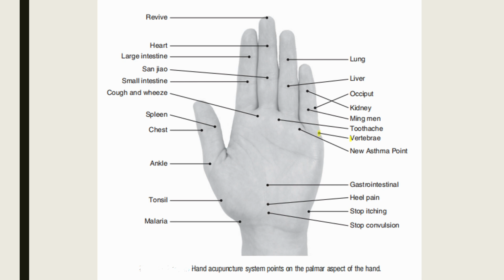The vertebrae. Location: at the border of the light and dark skin on the ulnar side of the little finger at the metacarpophalangeal joint. Indications: back pain, acute low back sprain, herniated disc, tinnitus, and nasal congestion.